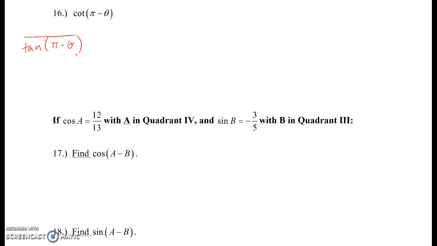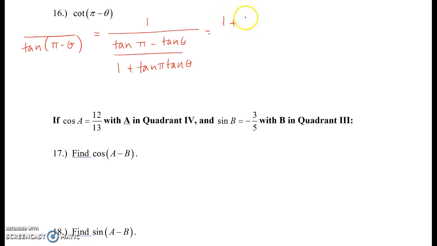So essentially what I can do now is do this formula in reverse. It's kind of like doing 1 over the whole fraction, so tan pi minus tan theta over 1 plus tan pi tan theta. When I divide by a fraction, it's the same as multiplying by the reciprocal. And so I can rewrite that in this format so that I'm not dealing with a complex fraction.